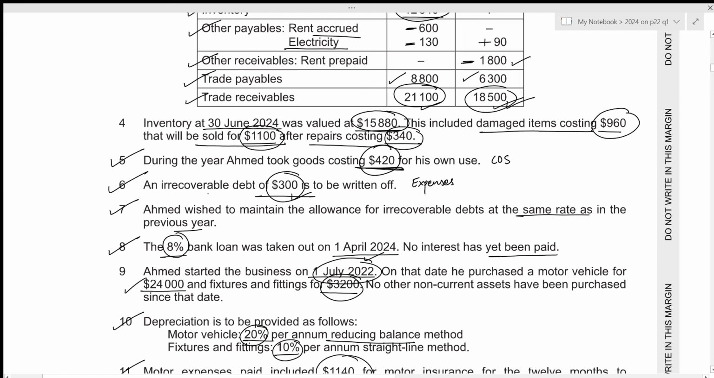Then for information 6, an irrecoverable debt of 300 is to be written off. So this is part of our expenses, right? And whenever we include expenses, our profit reduces. It means that we are applying the prudence concept, which states that profits should not be overstated. In this case, by recording the irrecoverable debt as our anticipated loss, we avoid overstating the profit for the year. That is all for 6.